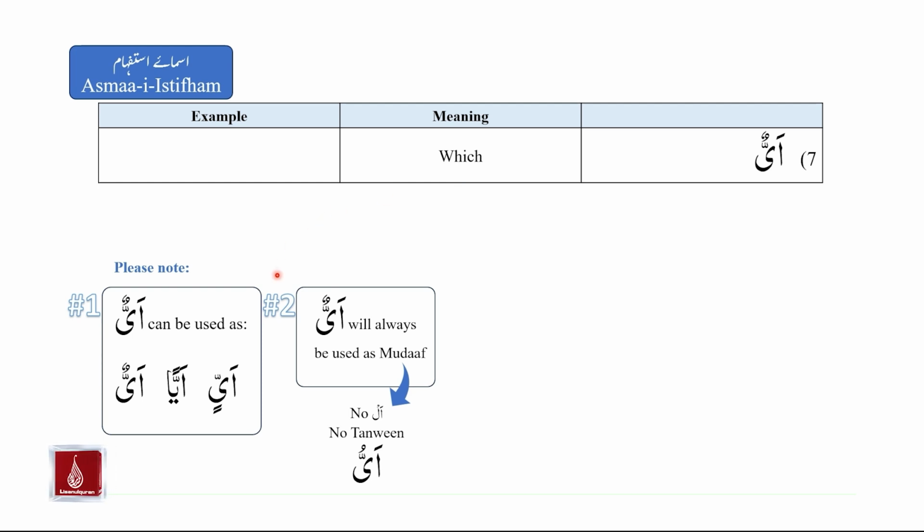And the second point is that ayyun will always be used as mudaf. And we know the rules for mudaf, that mudaf will not accept al and it will not accept tanween. So ayyun will be used as ayyu. For example, ayyu kitabin haza. Which book is this? Ayyu is mudaf, kitabin is mudaf ilayh. Ayyu does not have al, it does not have tanween, and kitabin is majroor, so it meets the requirement for it to be mudaf ilayh.